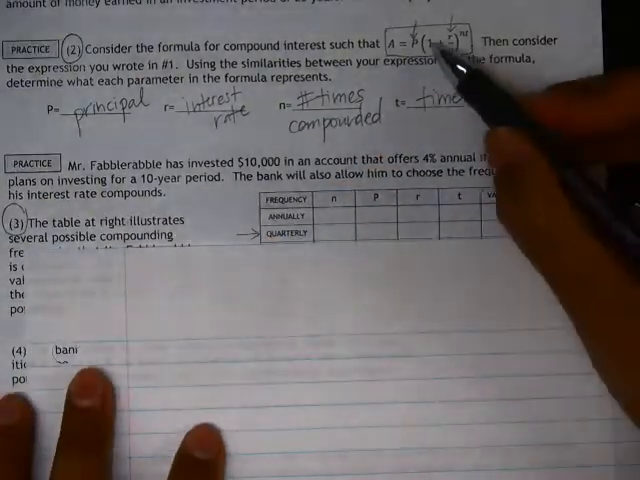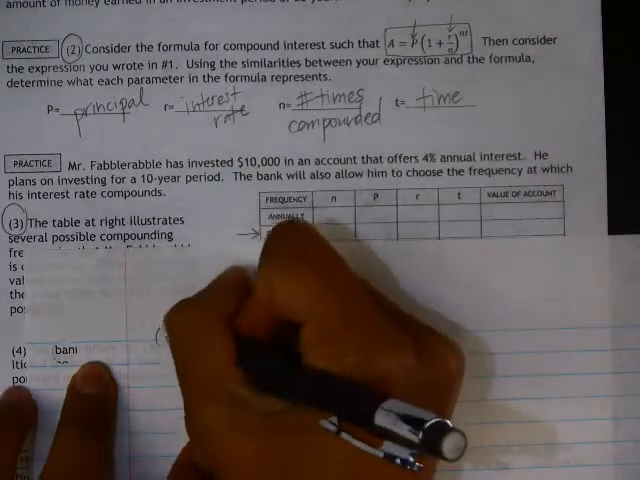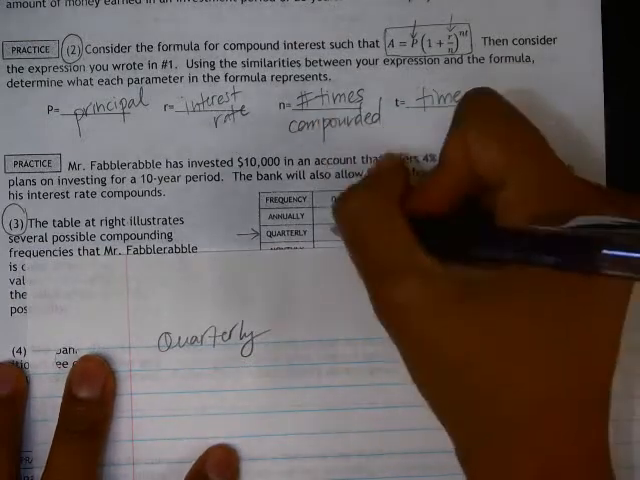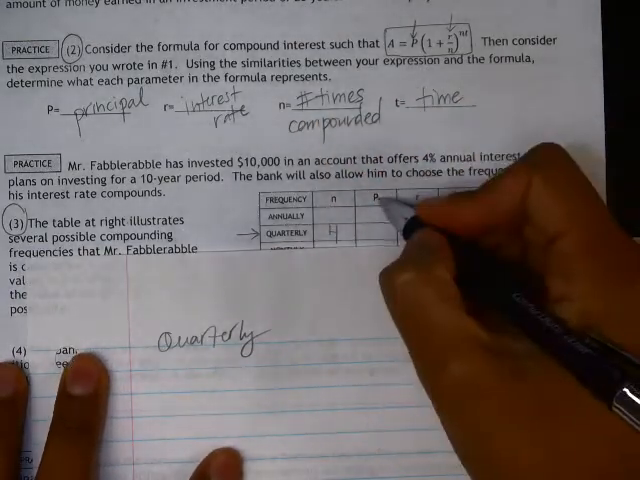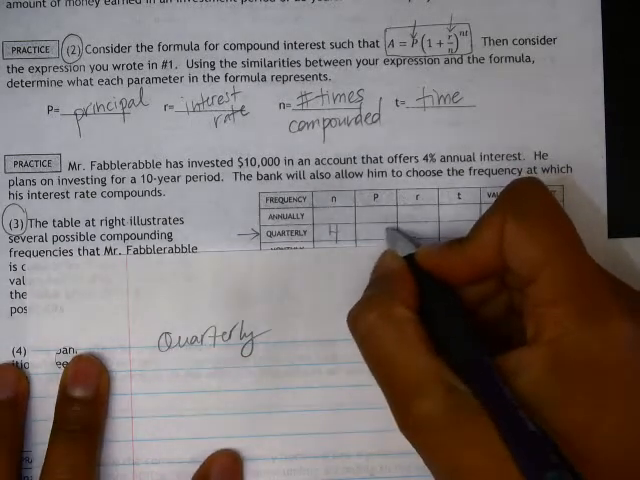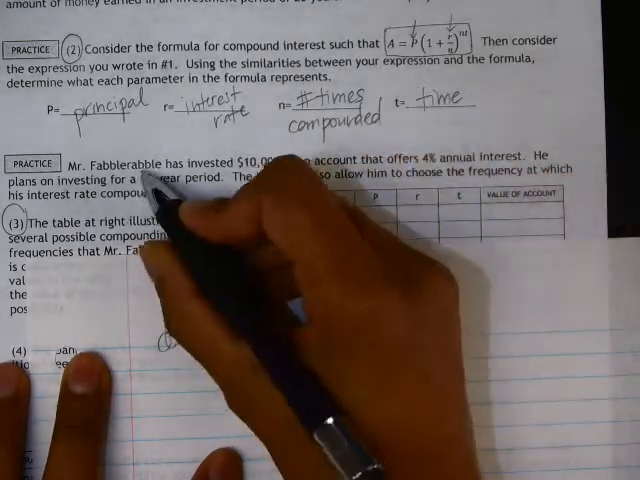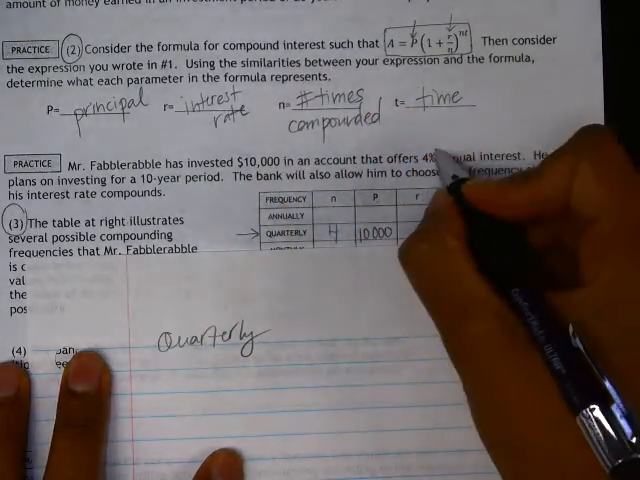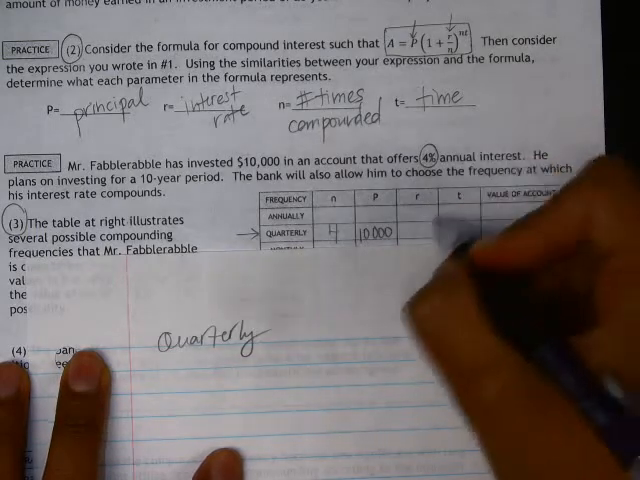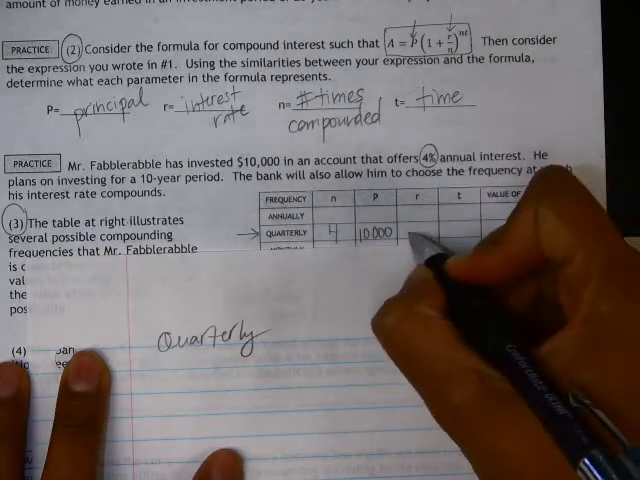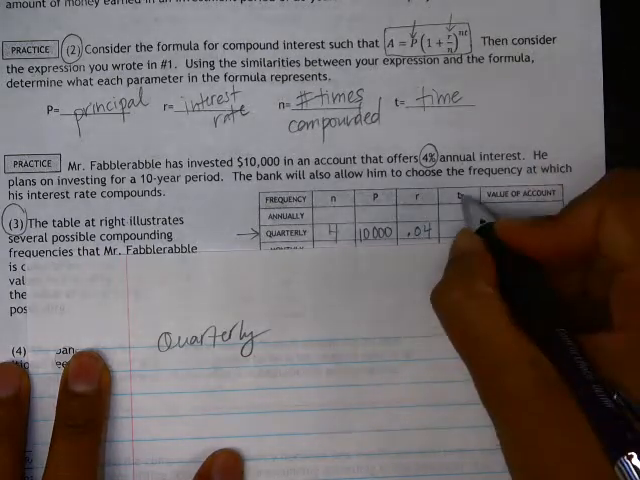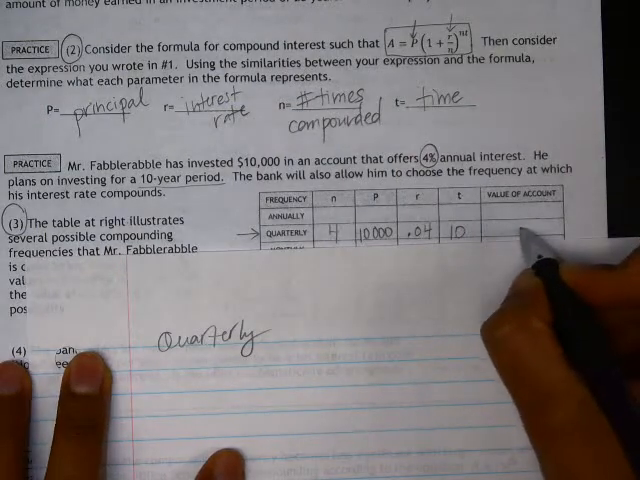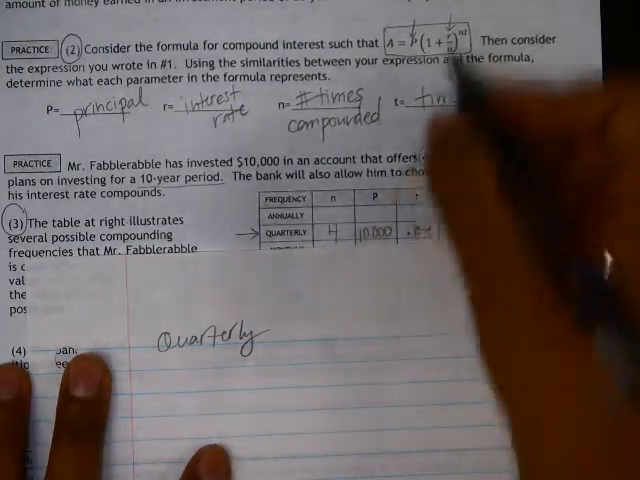So if we do this problem and use the compound interest formula, I'm going to do the quarterly row. N is the number of times per year, so that means 4 times per year. P is the principal, or the starting amount of money. In this case, Mr. Faberabel has invested $10,000. R is the interest rate, 4% annual interest. If we change that to a decimal, that's 0.04. T is the amount of time. Here we're told that it's a 10-year period, and what we're trying to do is find the value of the account. So I'm going to use the compound interest formula.